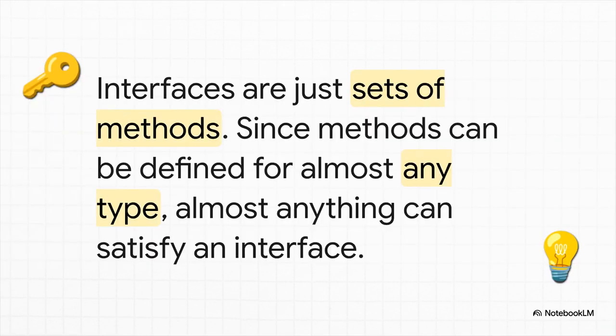And this is the secret sauce. This is why it all works. At the end of the day, interfaces are just sets of methods. And since Go lets you define methods on almost any type you create, it means almost anything can be made to satisfy an interface. That simple combination is what creates all this incredible power, letting you build systems that are just so elegant and so flexible.